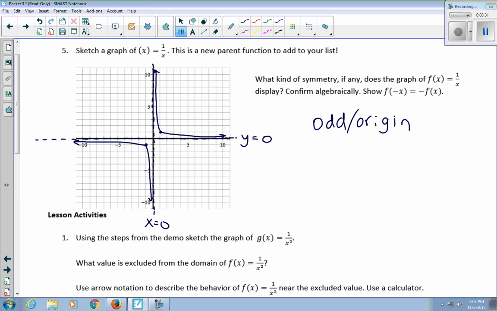So just to confirm that we have this kind of symmetry, f of -x would be 1 over -x, which is the same thing as -1 over x, which is negative f of x. So if you put a negative in, you get the negative out. Opposite x's give opposite y's. So this is odd or origin symmetry.